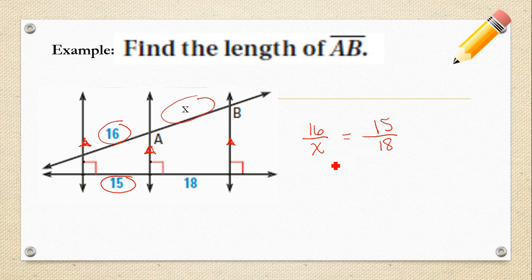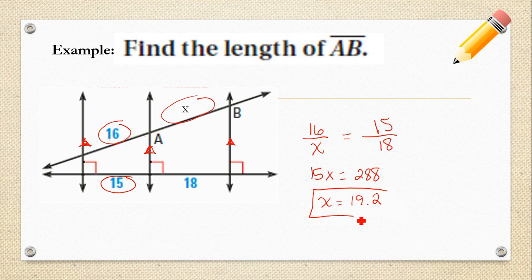So if we went ahead and cross-multiplied here, we'd have 15 times x is 15x. 16 times 18 is 288. And then if we go ahead and divide that by that 15 that we have in front of that x, we get x to be 19.2, or 19 and 1/5.